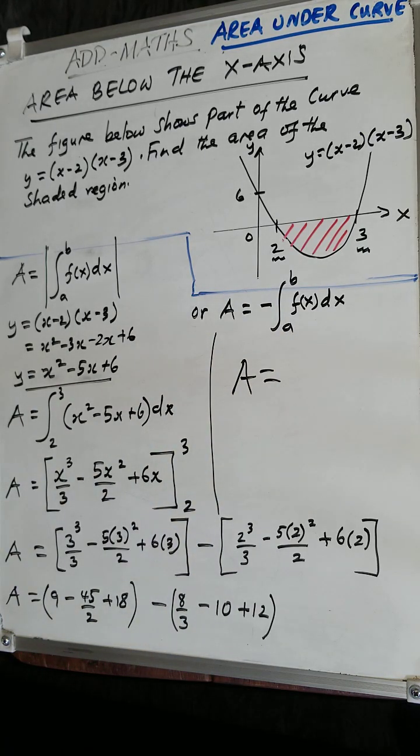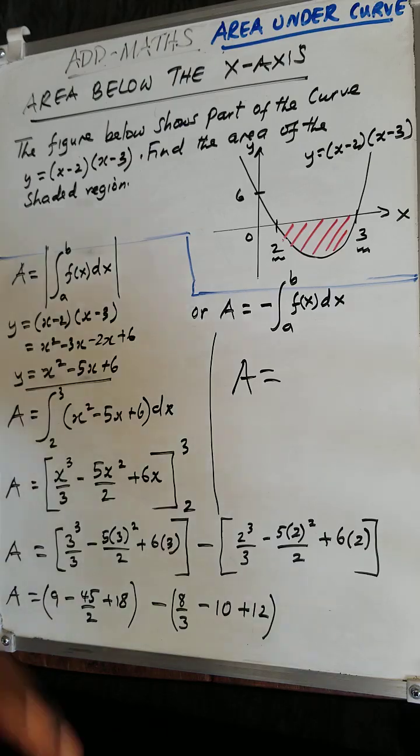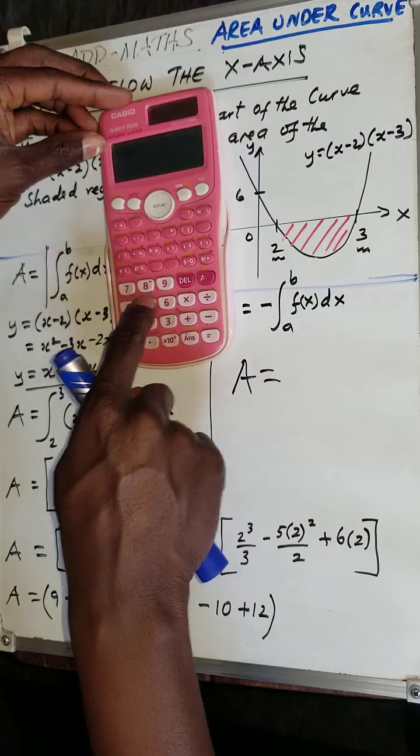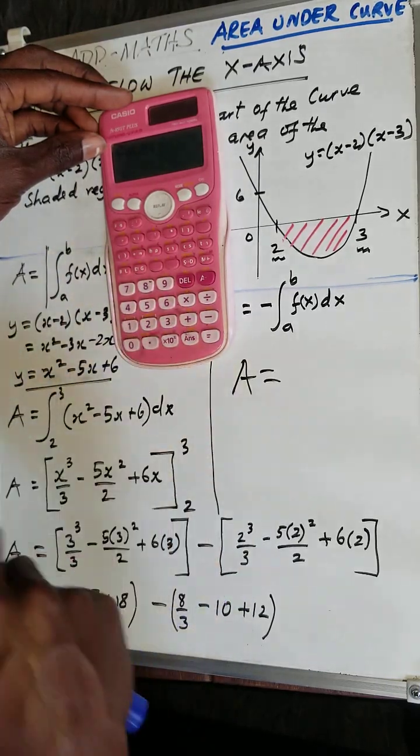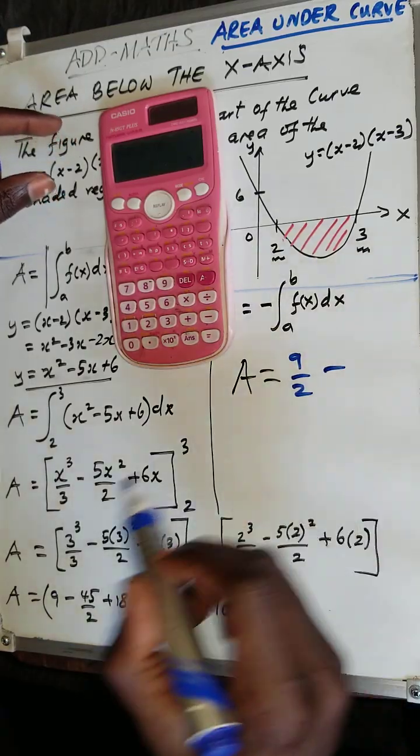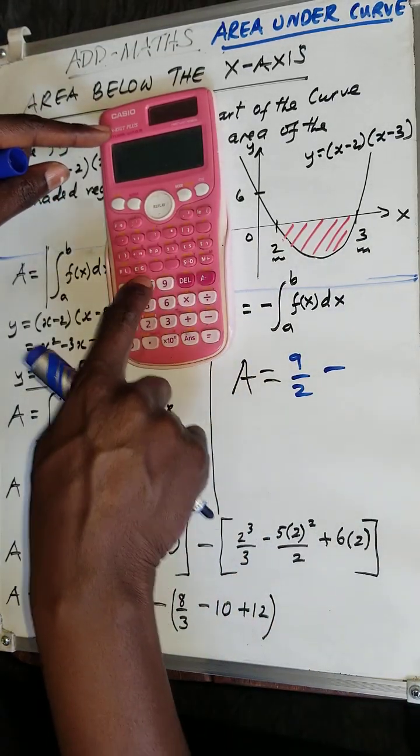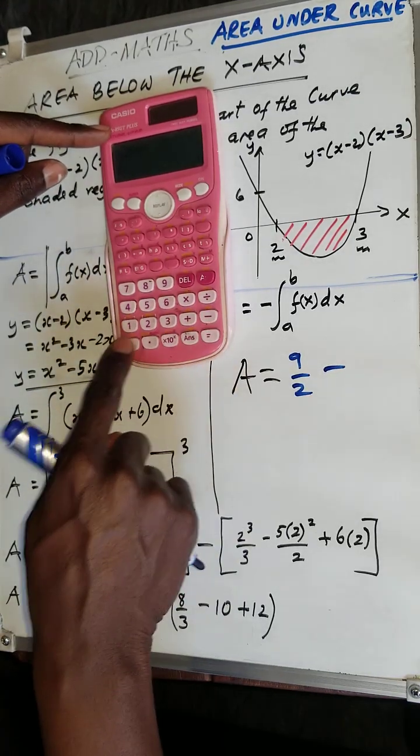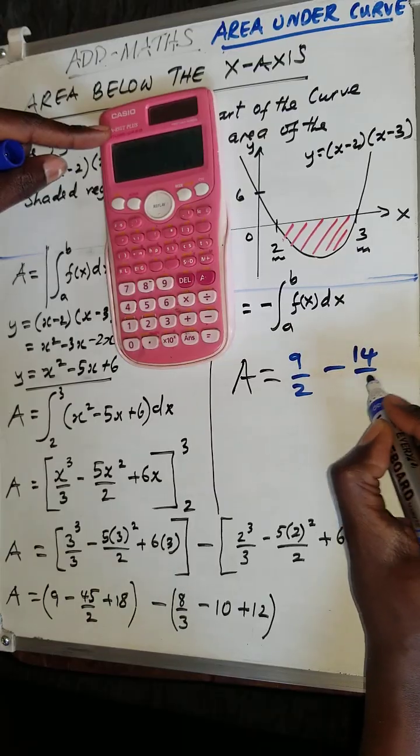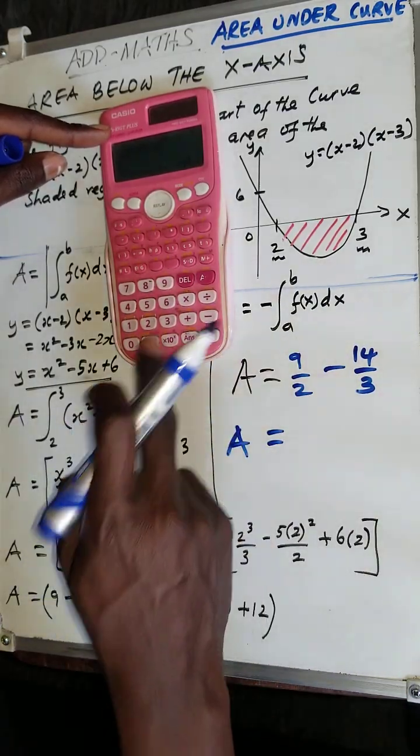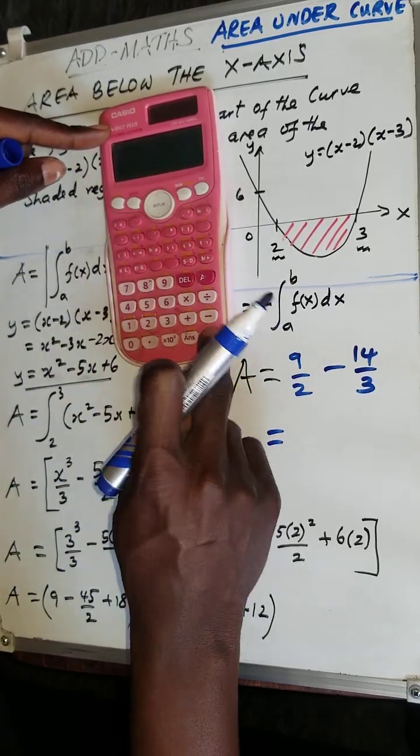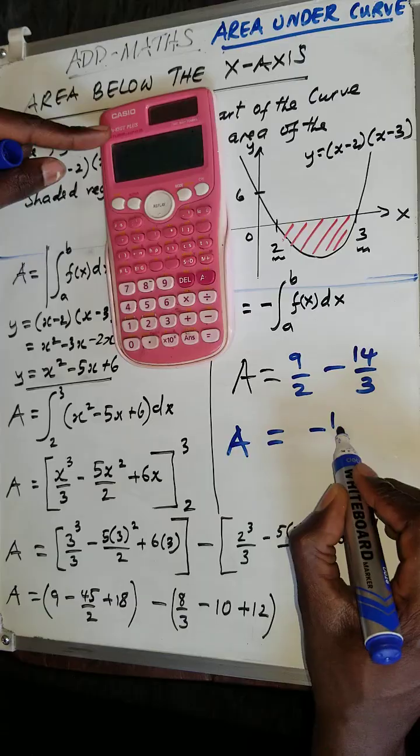So the area is going to be, let me use a different marker so that you are able to see, 9 minus 45 over 2 plus 18, and that is going to give me 9 over 2. Then I work out the lower bound, 8 over 3 minus 10 plus 12, which gives me 14 over 3. So 9 over 2 minus 14 over 3 gives you a negative 1 over 6.